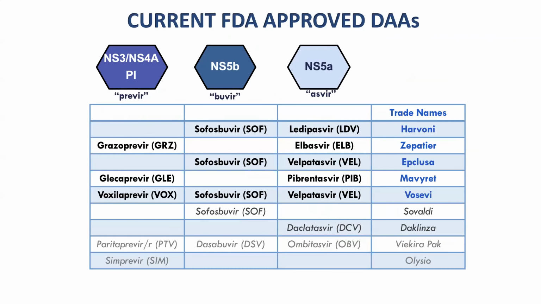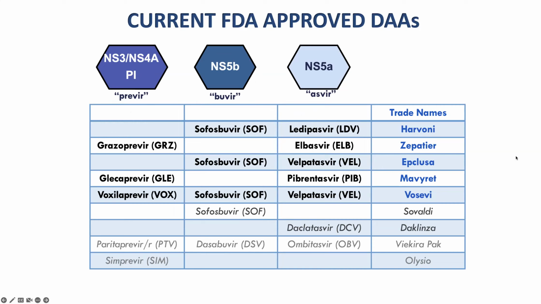Here's really the list of all the medications that are approved for hepatitis C, and I really don't spend any time looking at this other than for me to say, people get very confused by the names. I always like to give them a little bit of a cheat sheet. So, there are 3 classes. The NS3, 4A protease inhibitors are all Previrs, protease inhibitors. All of the NS5B inhibitors are Buvirs, and all of the NS5A inhibitors are Asvirs in these drug combinations.